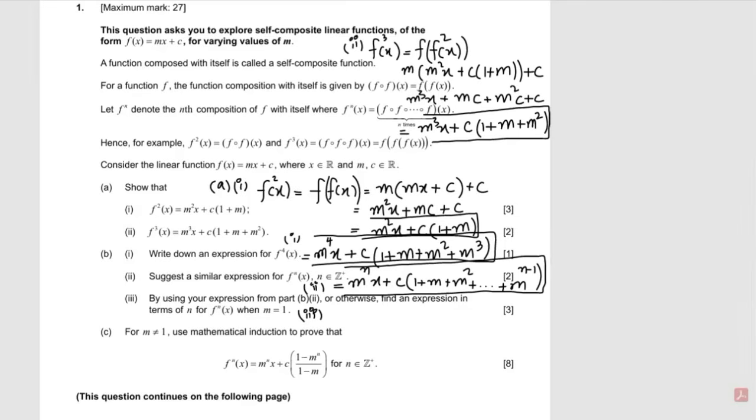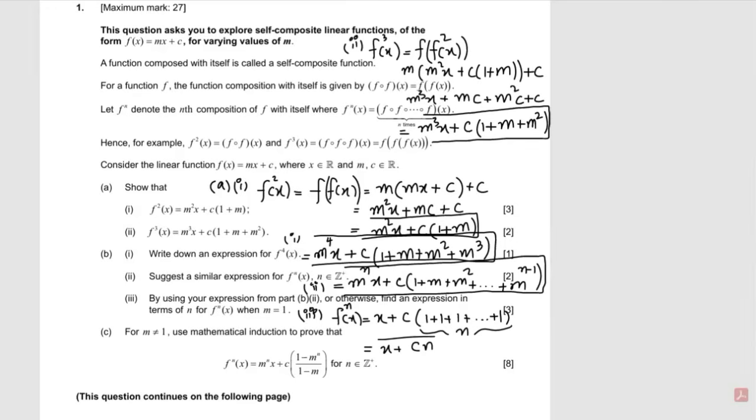So if m is 1, my function to the power nx will look like, first of all, m is 1, so this becomes x plus c times all these ones like 1 plus 1 plus 1 plus dot dot dot and 1. If you don't know, the nth sum is always n. This sum can be written as n. So this will be x plus cn.